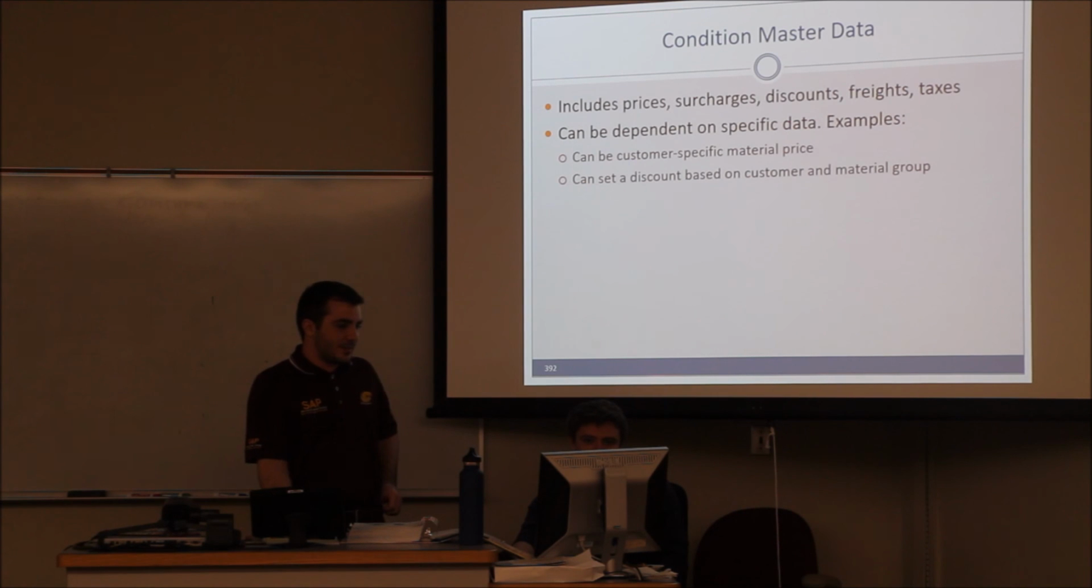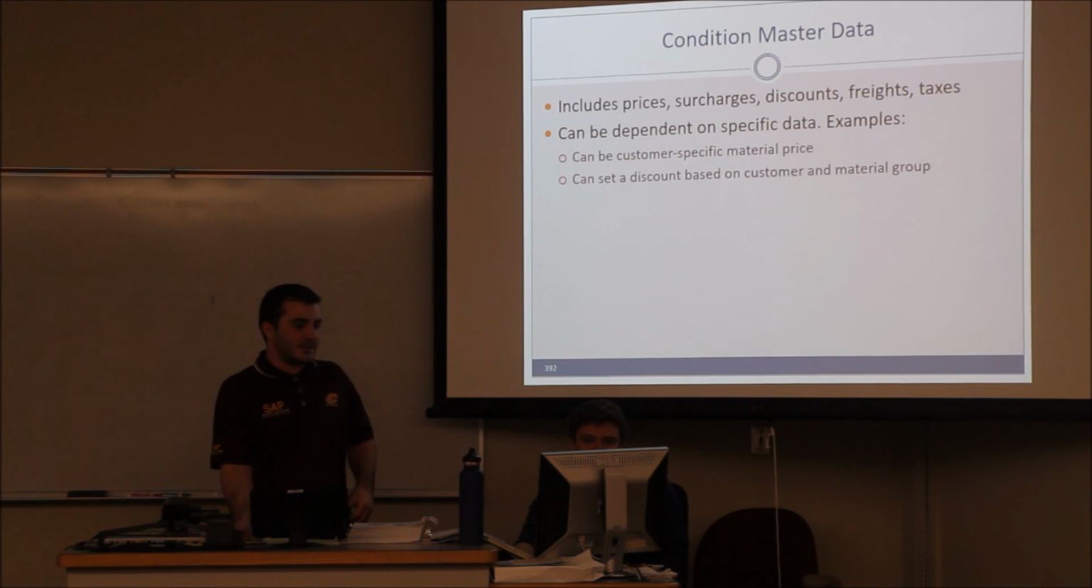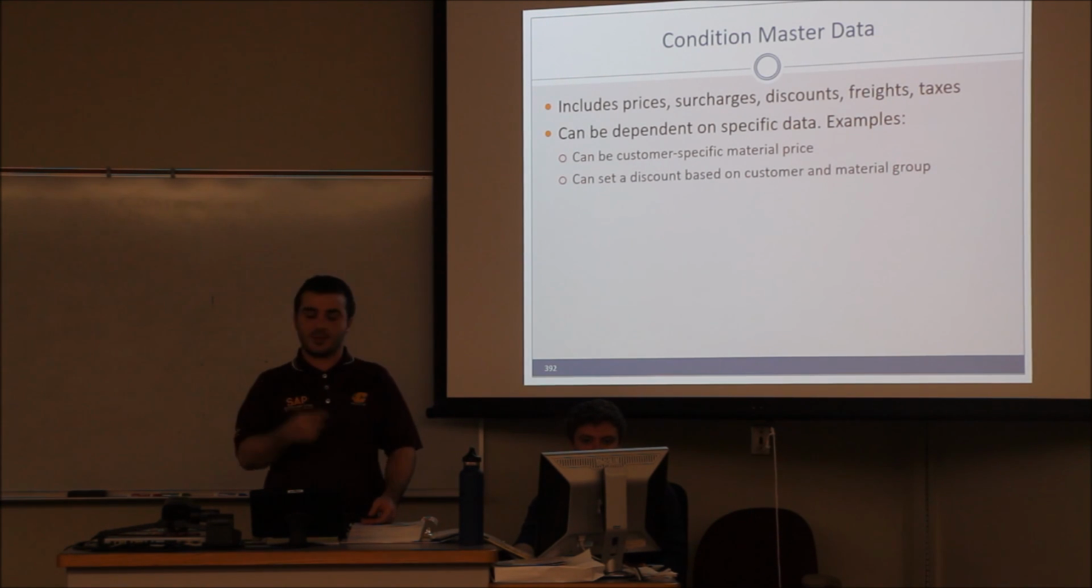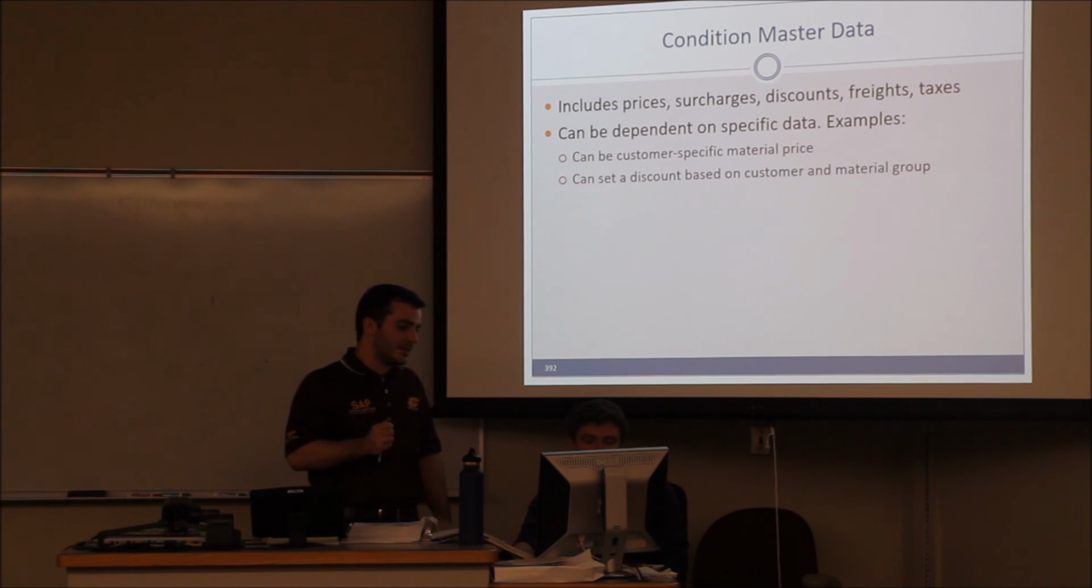Condition master data. This includes the prices, surcharges, discounts, freights, and taxes. The conditions are kind of just the terms of an agreement when you're buying something. They can be dependent on specific data, such as customer material specific price, which is, let's say you work out a deal with a customer that you buy X amount of quantity several times a year. You've worked out some sort of agreement where you can get these charges at a discounted rate because you're valued customers. And then you can set a discount based on customer material group, kind of like I was just talking about.